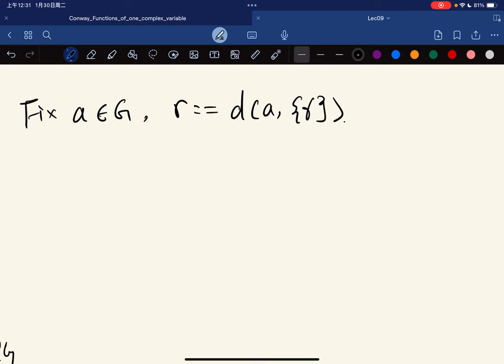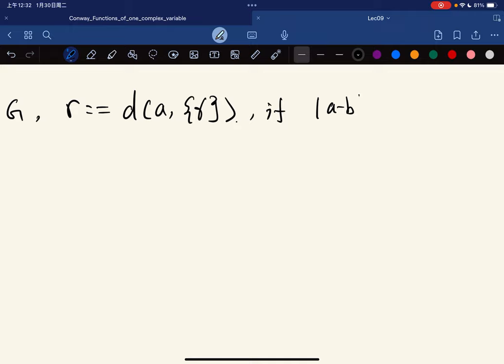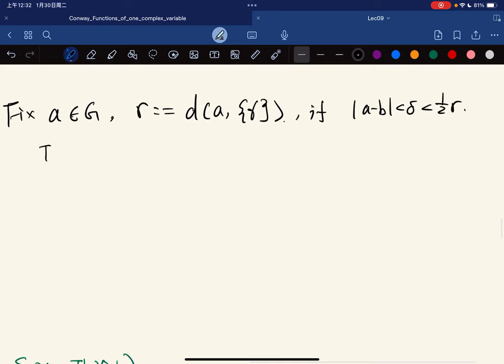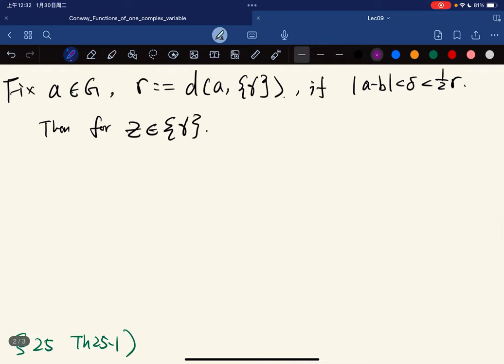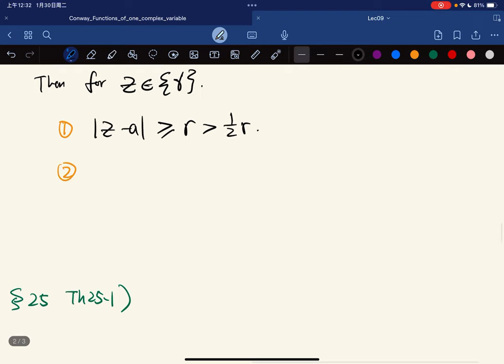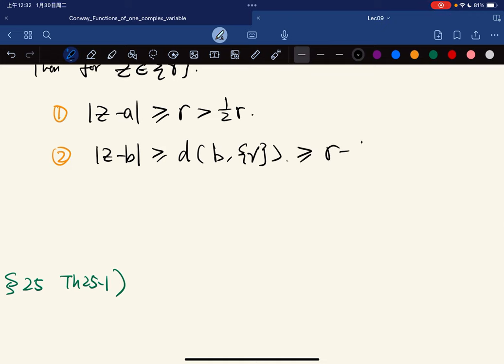Okay, so why do we make such a definition? Well, if we have A minus B less than delta less than 1 over 2 R, this means that for points on a trace, we have that Z minus A is greater or equal to R, greater than 1 over 2 R. And secondly, we have Z minus B is greater or equal to the distance of B and a trace, right? By definition. Well, this is greater than R minus B minus A.